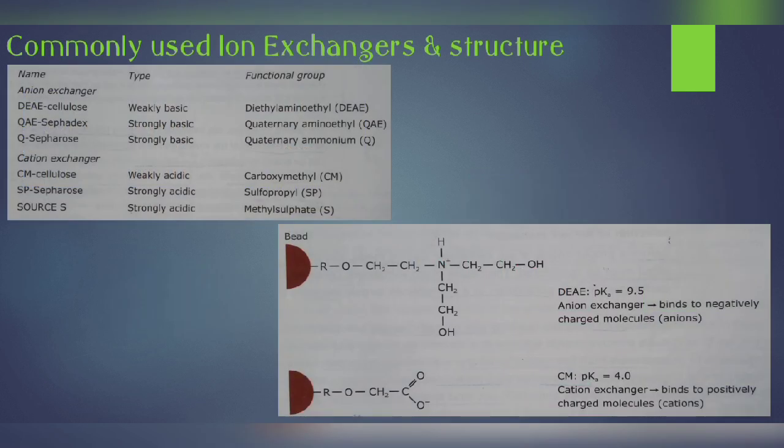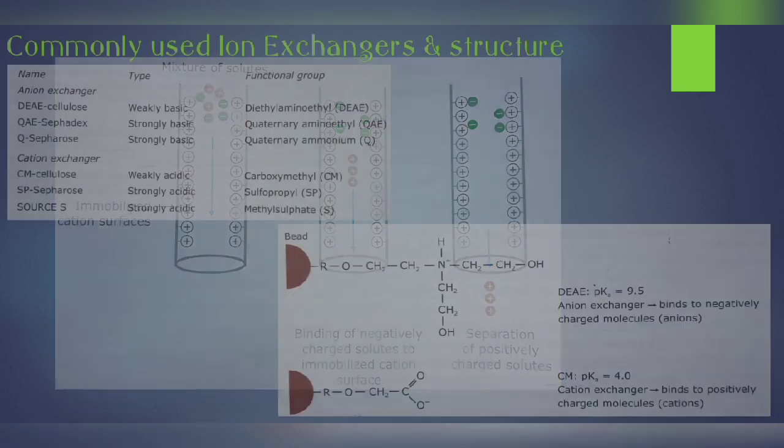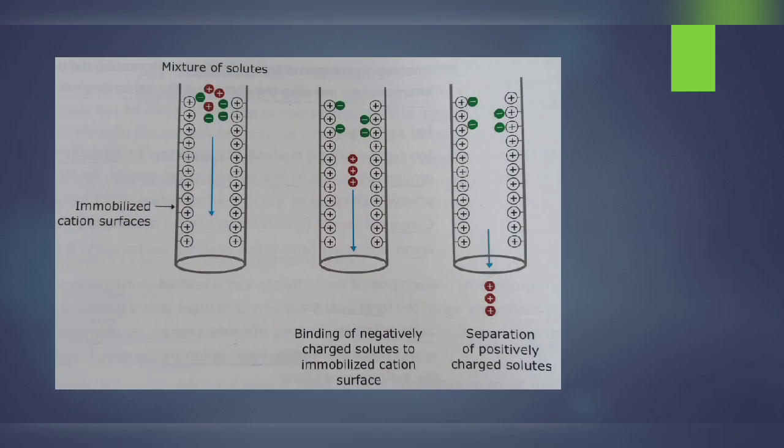Some commonly used ion exchangers are represented in this diagram. This is the structural diagram of the insoluble matrix attached to the bead. The first one represents DEAE, which is an anion exchanger. Another one is CM cellulose, carboxymethyl cellulose, which is a cation exchanger. This process represents how molecules are separated. Here the negative molecules are separated by removing the positive molecules.